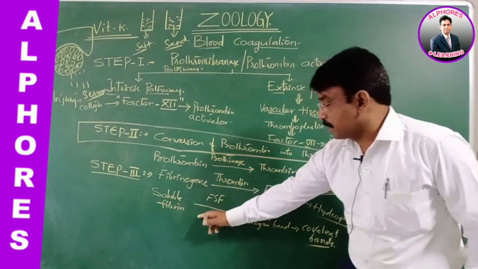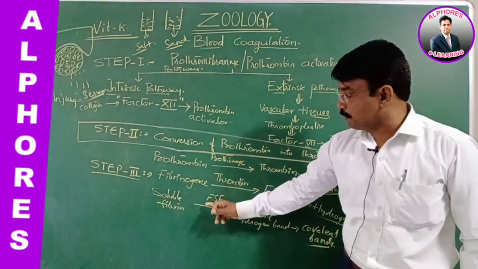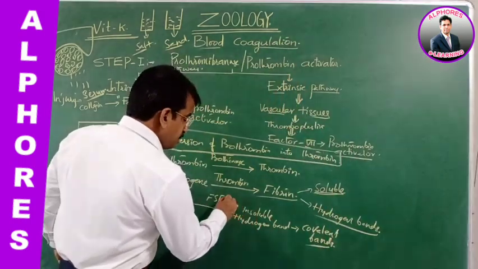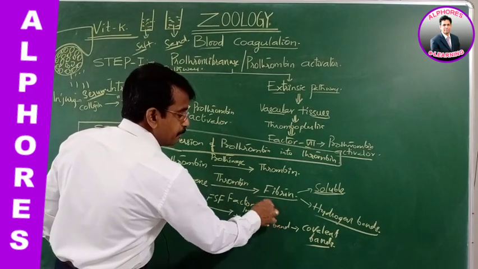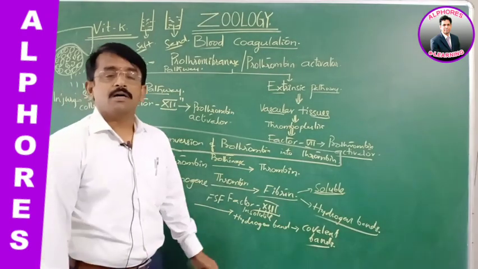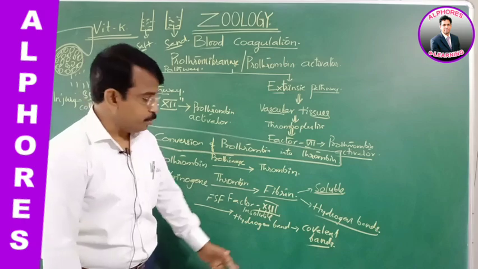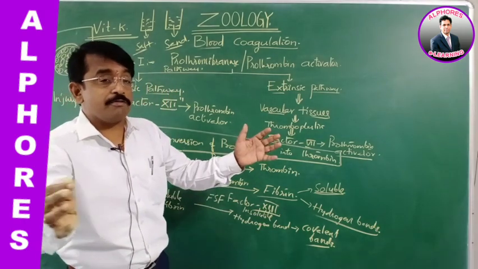So the soluble fibrin fibers, by the action of fibrin stabilizing factor. What is a fibrin stabilizing factor? It is factor 13. This factor 13 converts the hydrogen bonds between the fibrin fiber monomers into covalent bonds. They become stronger and all the fibrin fibers come closer.